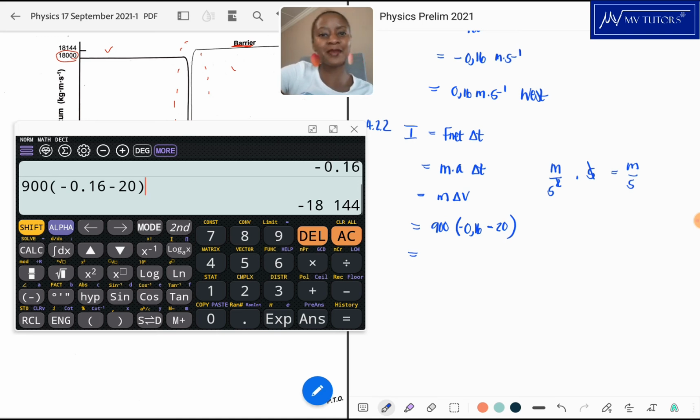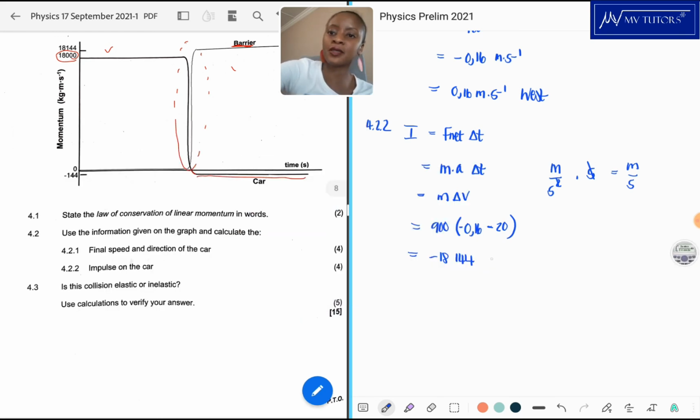So it's the same as the wall: the momentum after, the final momentum, negative 18,144. Since it's impulse, it's going to be kilograms meters per second. So that is the impulse on the car. With this negative, you could interpret it to say west, because negative indicates west, whereas positive is east.